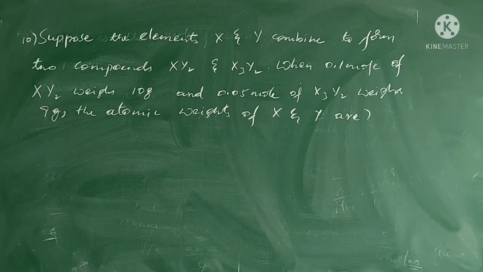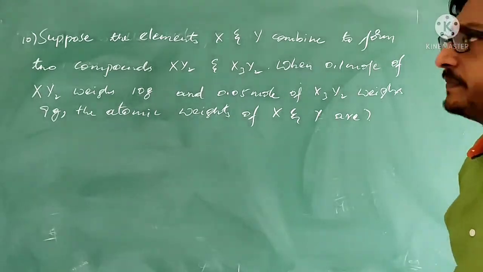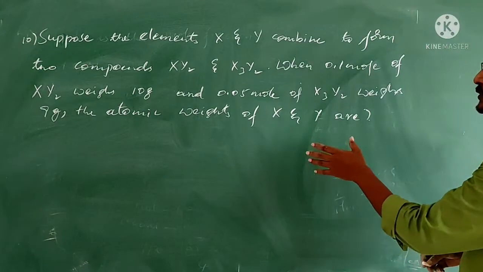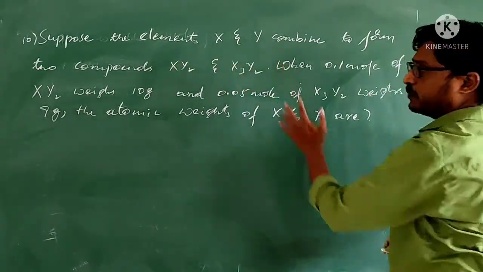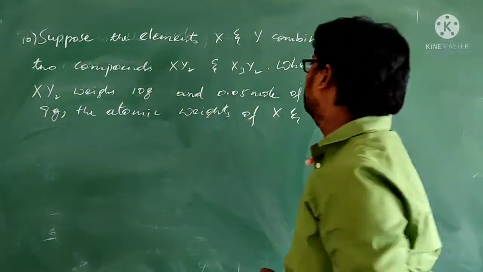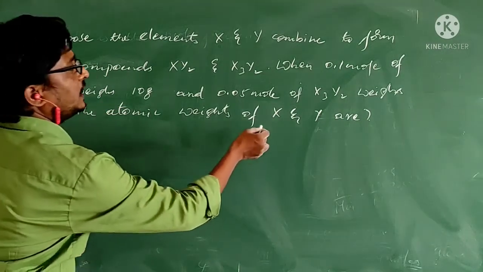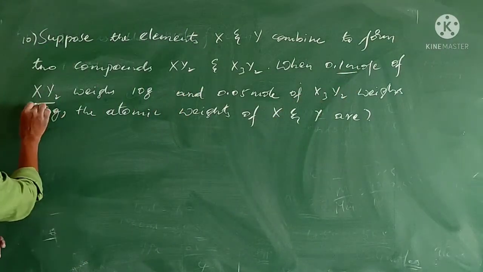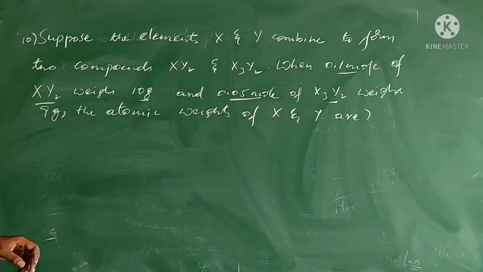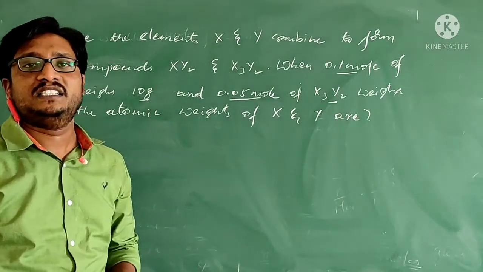Now let us see the next question. Easy question. The question looks big, but it is an easy question. Suppose the elements x and y combine to form two compounds, xy2 and x3y2. When 0.1 mole of xy2 weighs 10 grams, and 0.05 mole of x3y2 weighs 9 grams, what are the atomic weights of x and y, he is asking.